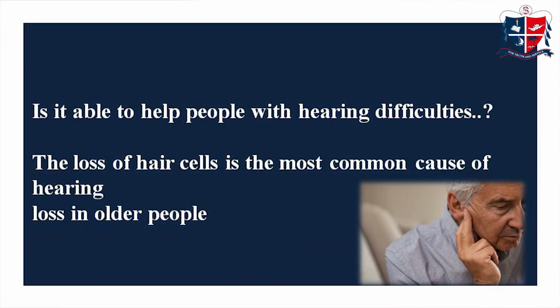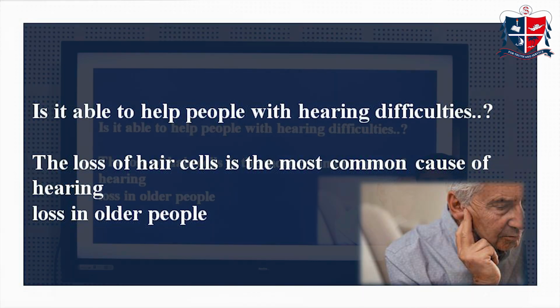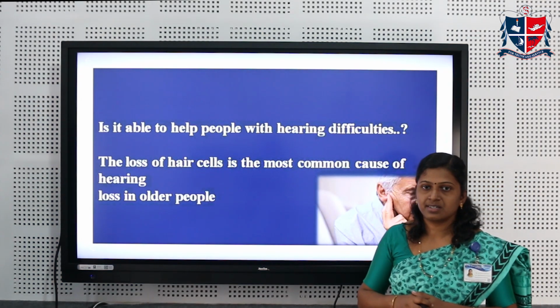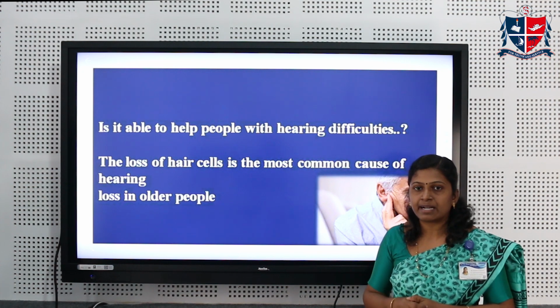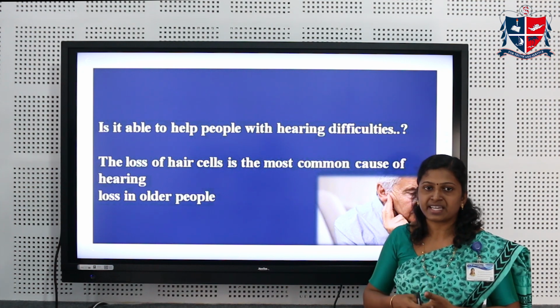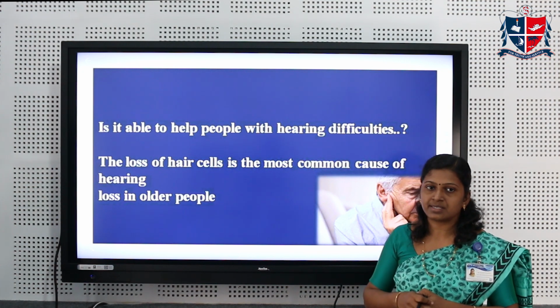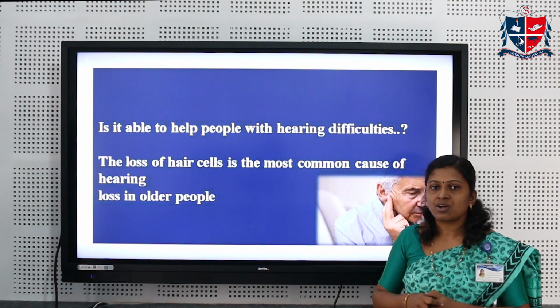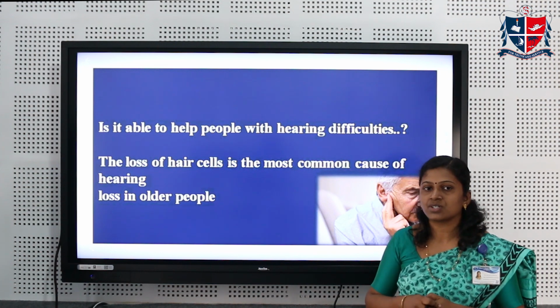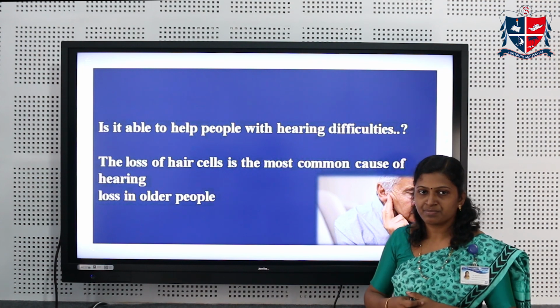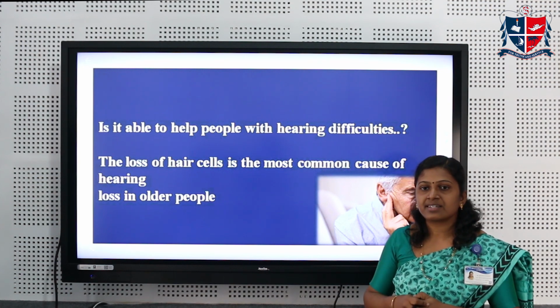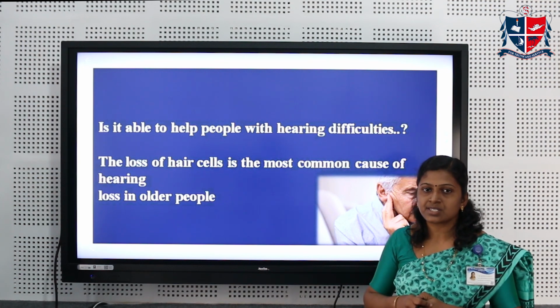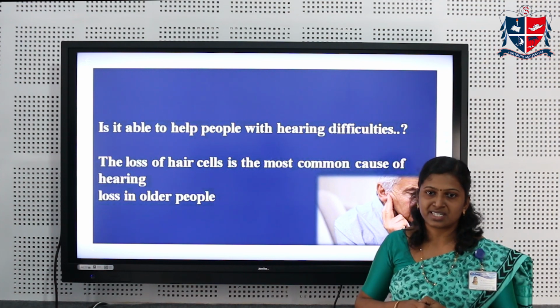And now, just to think, is it possible to help people with hearing difficulties? Yes, we can help them by giving them hearing aids, cochlear implants, etc. But the loss of hair cells is the common cause of hearing loss in older people, because like nerve cells, these hair cells also will not regenerate.